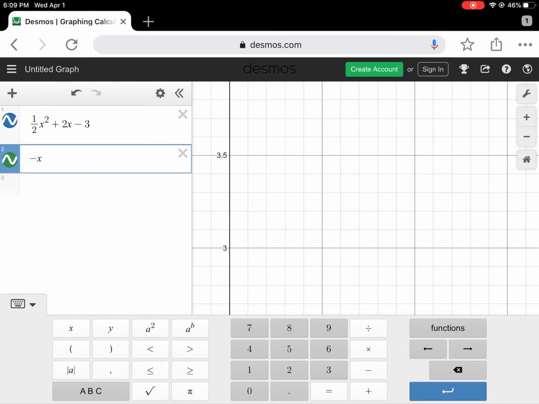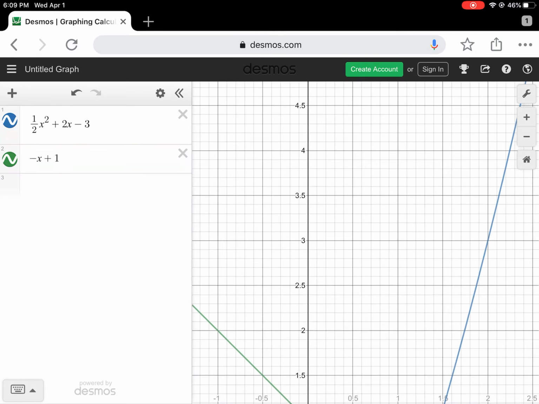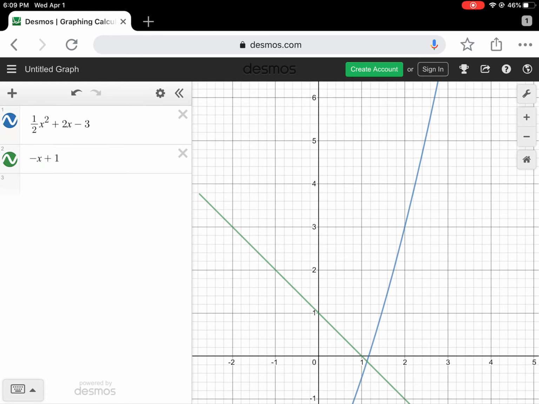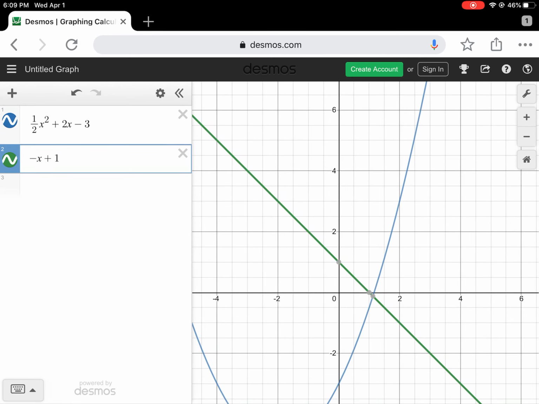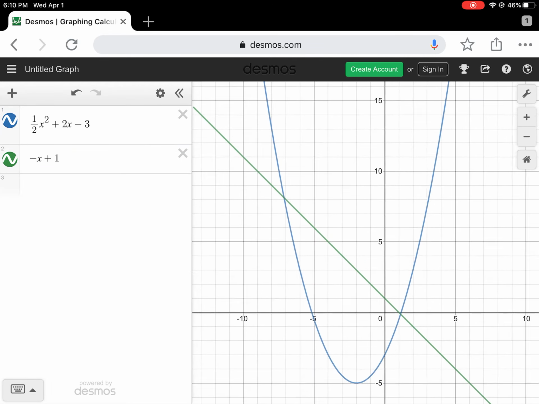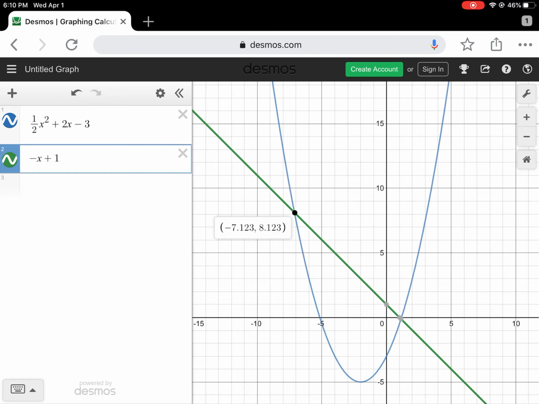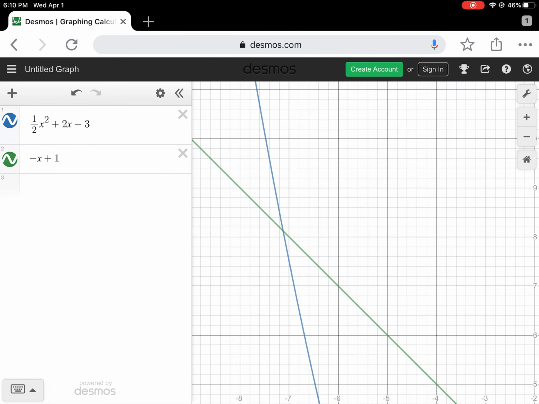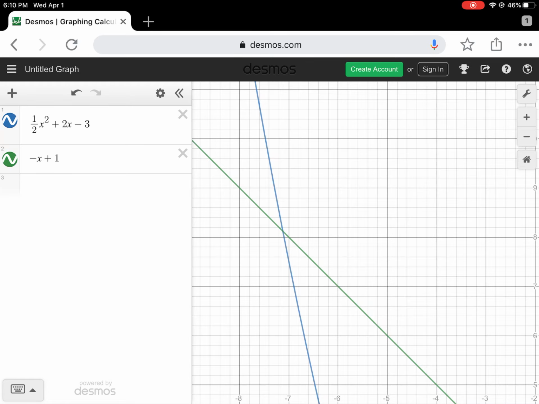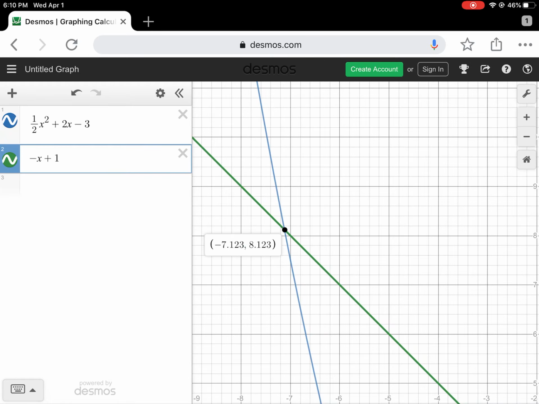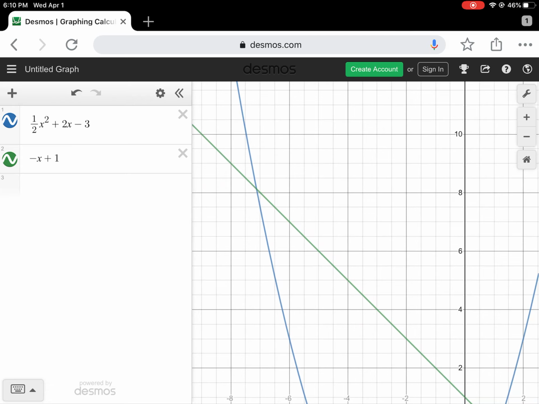Now let's type in our other one. Just negative x plus 1. Alright, very good. What's going on here? Alright, so this is what we got. And it looks like we have 2 intersections. So let me find those 2 points of intersection by clicking on them. Ugh, these numbers look terrible. Oh, wow, that's a pretty ugly number.